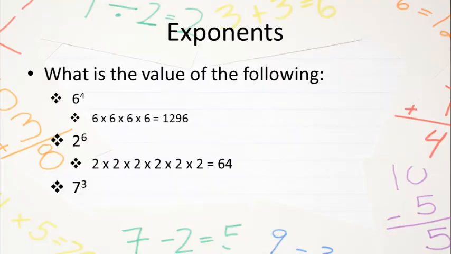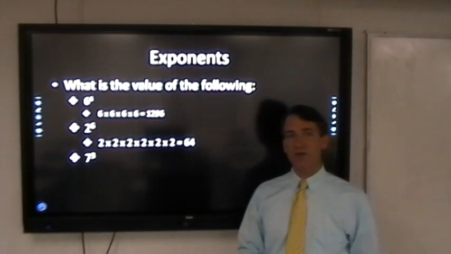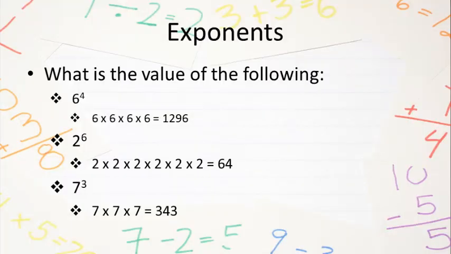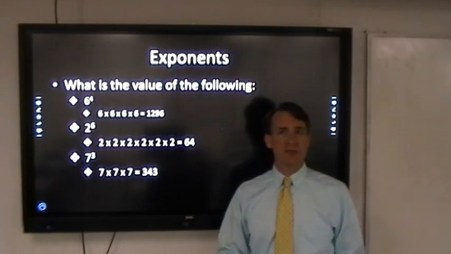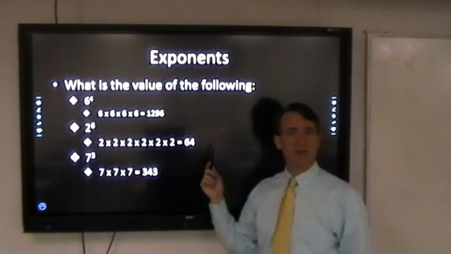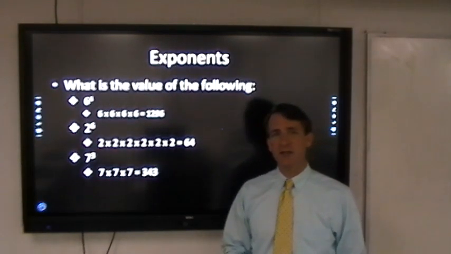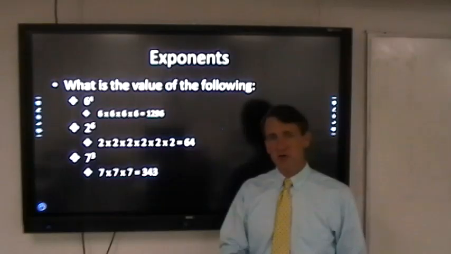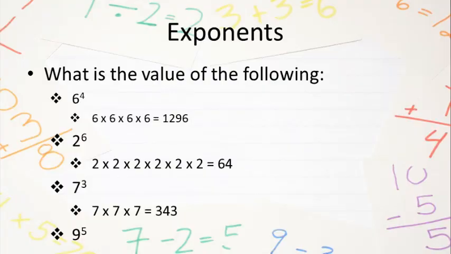Let's try 7 cubed. This tells me that the 7, the base, is used as a factor 3 times, which would be 7 times 7 times 7, which is 343. Some calculators do have a cube key. I very seldom use that because I get so used to using the x to the y or the caret key that I don't want to spend time searching for the cubed button. But many calculators do have them.